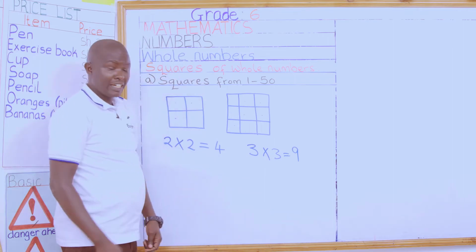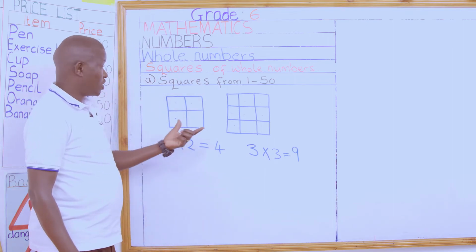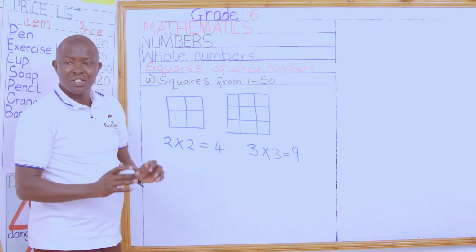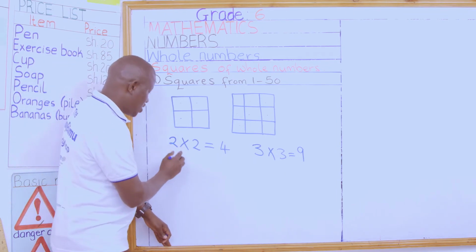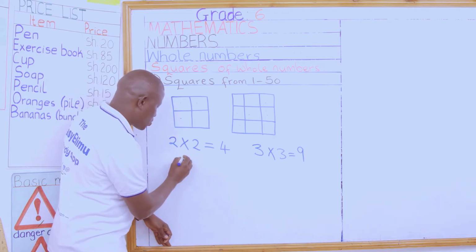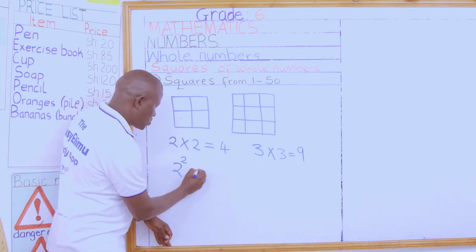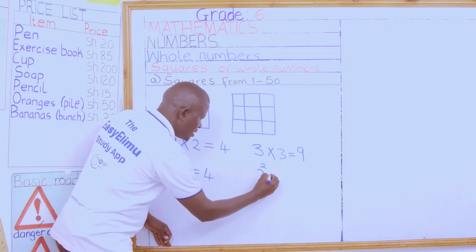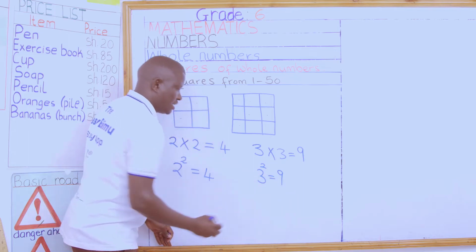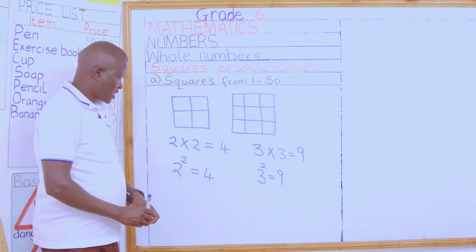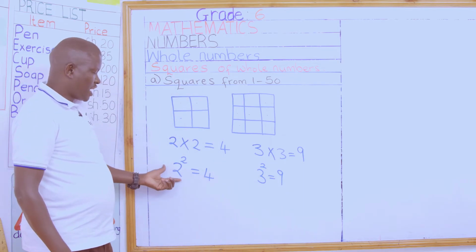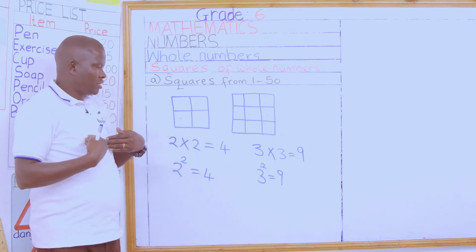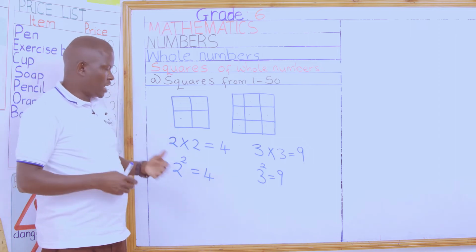And exactly that is what we have. So it will also be correct to say this: 2 squared is equal to 4, and 3 squared is equal to 9. What are all these which I've written? A 2 on top of a number means the number has been multiplied by itself. It is me multiplying by me to get the product.